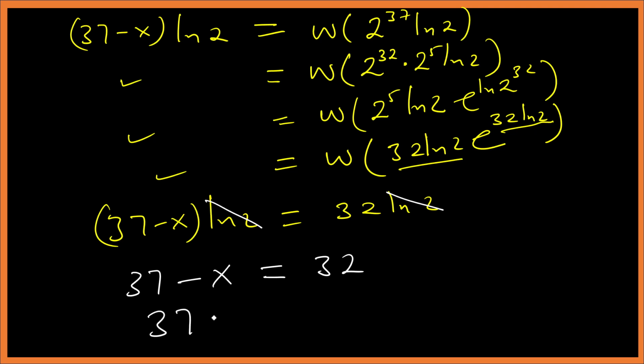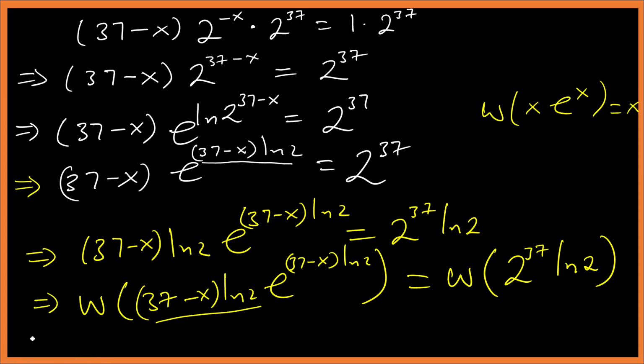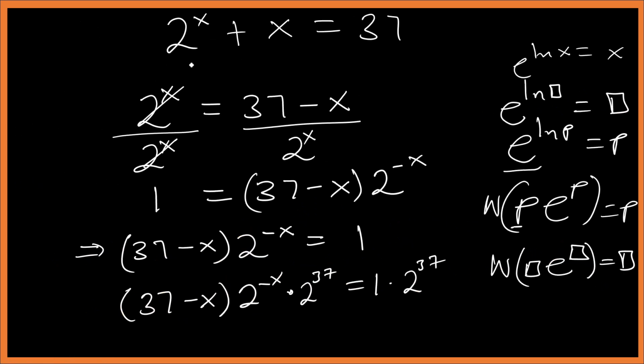Therefore, 37 minus 32 equals x. Therefore, x equals 5. x is equal to 5. Okay, so we have this, 2 raised to x plus x equals 37. So x is 5.